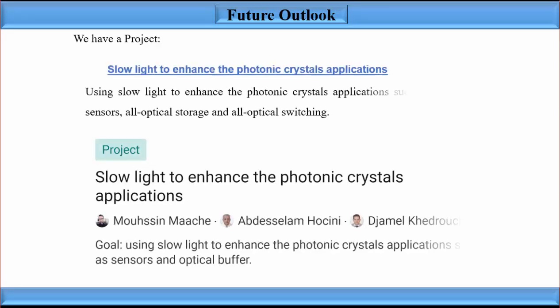Last slide. We have a project: using slow light to enhance photonic crystal applications such as sensors, all optical storage, and all optical switching.